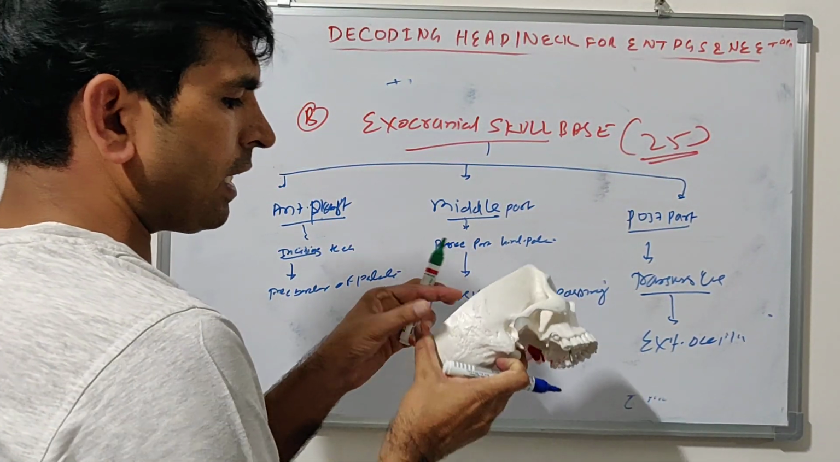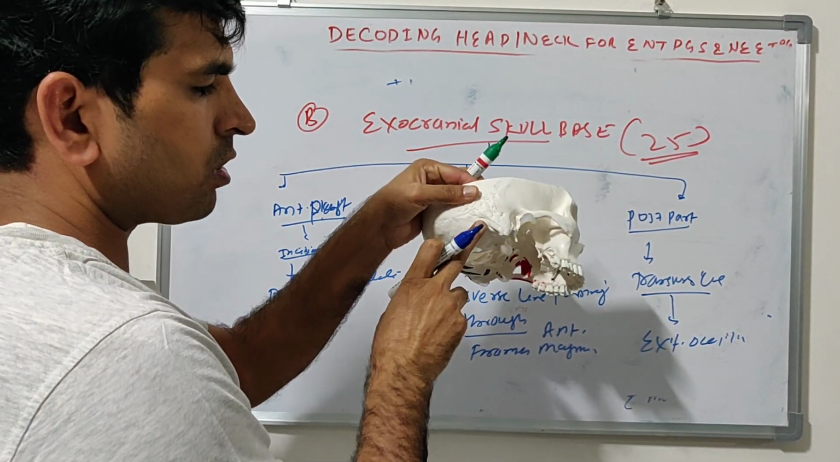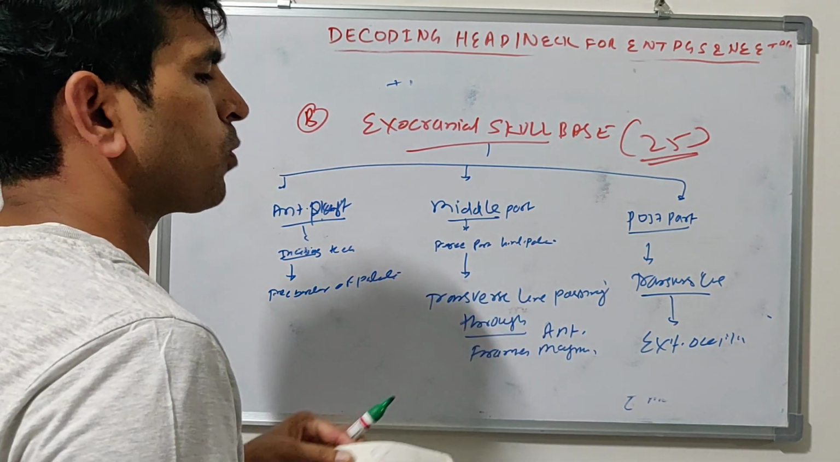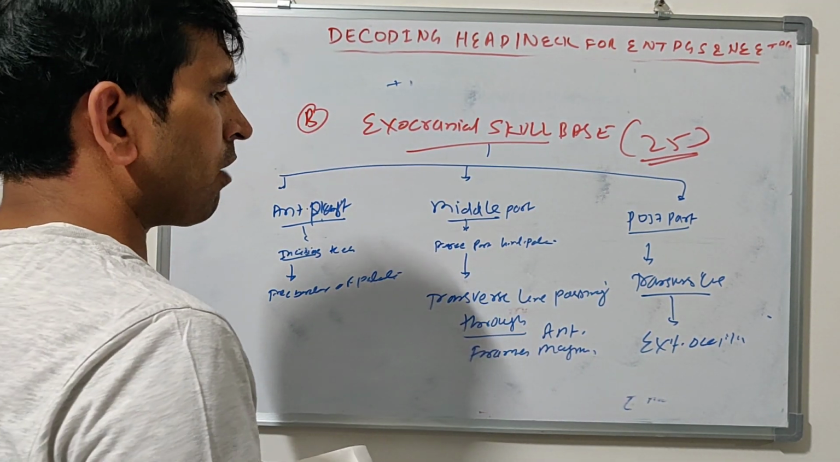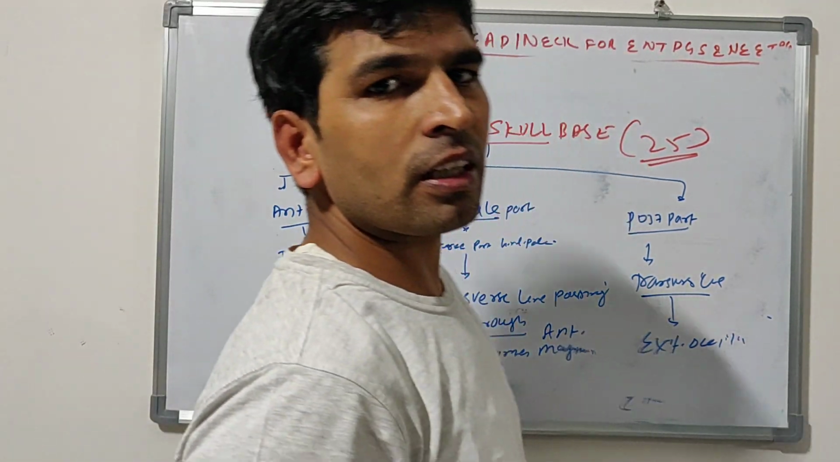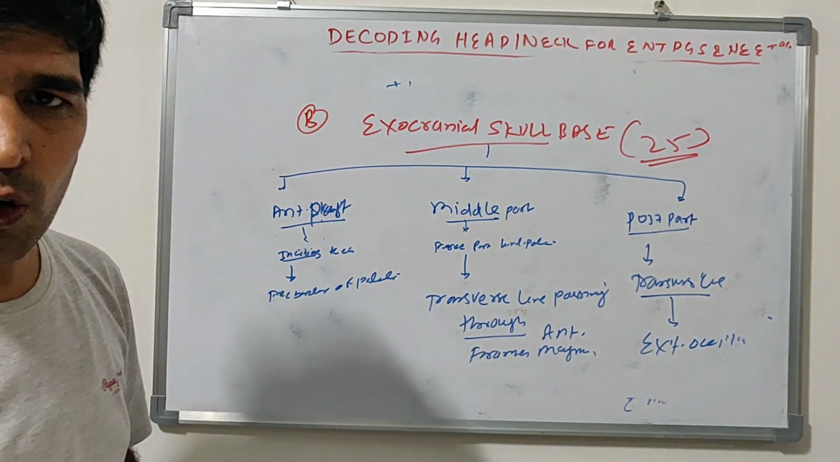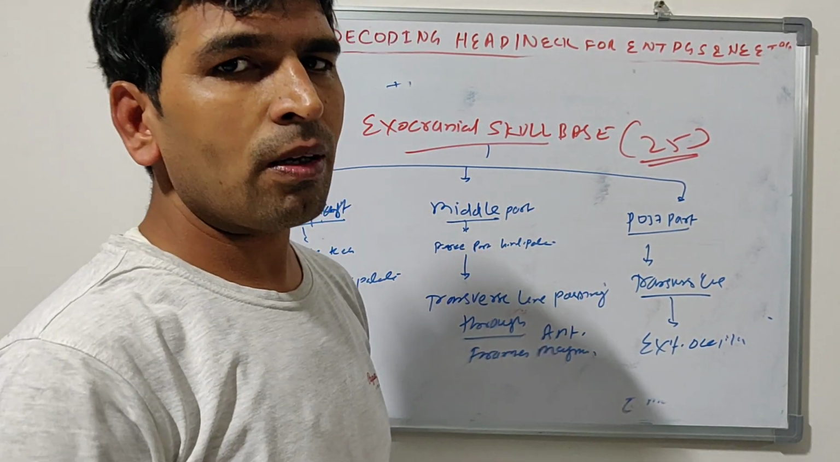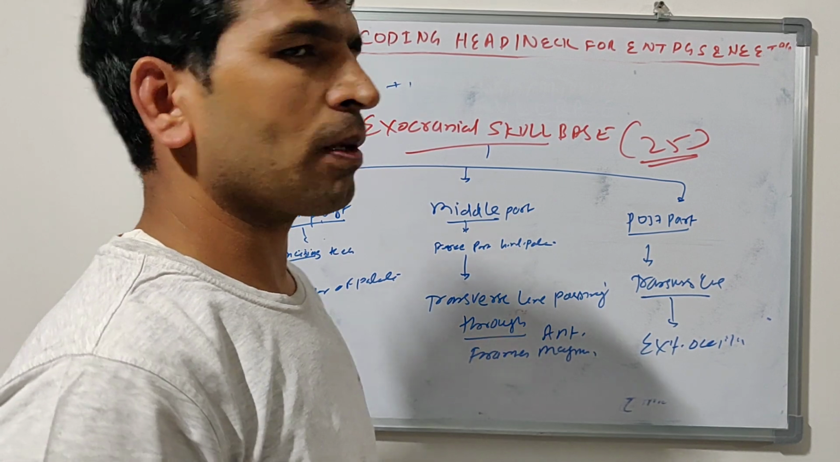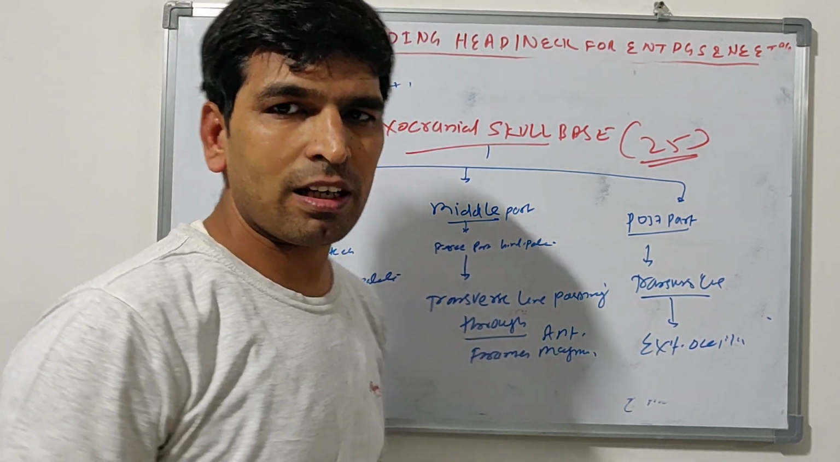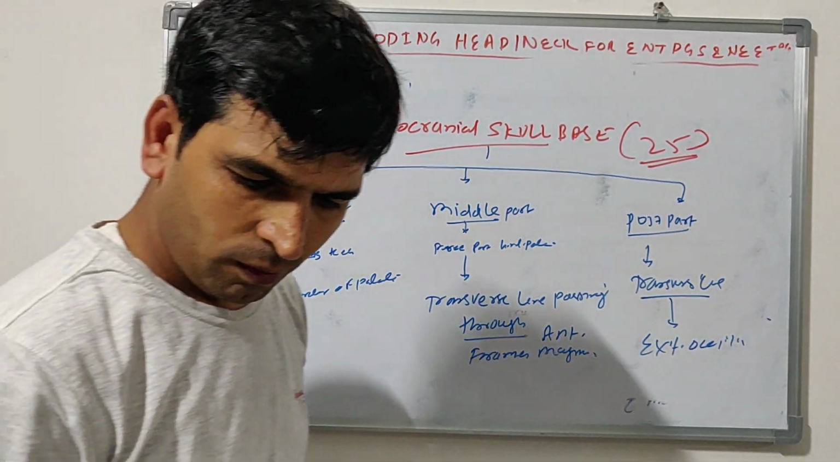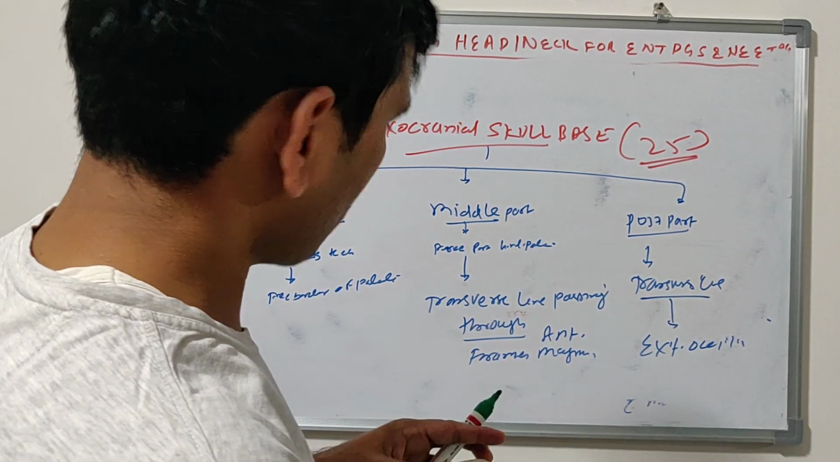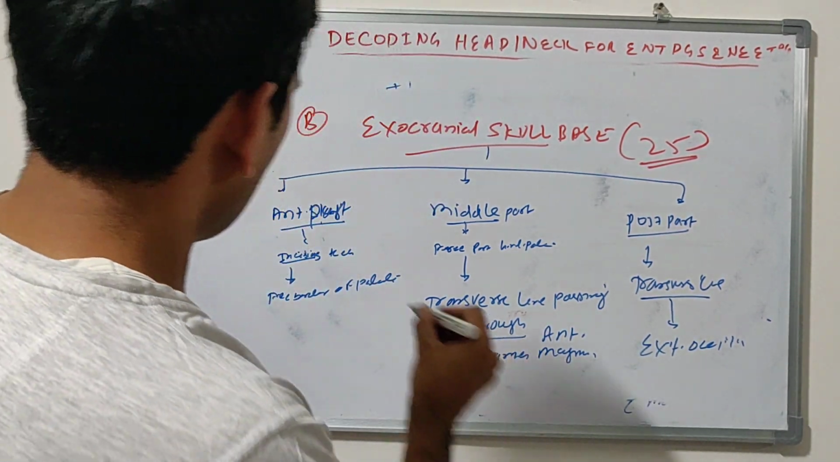It means any mastoid, suboccipital, or retrosigmoid approach is a posterior cranial fossa approach, not a middle cranial fossa approach. If you talk about infratemporal fossa approaches, they are middle or lateral skull base approaches, in the middle cranial fossa.